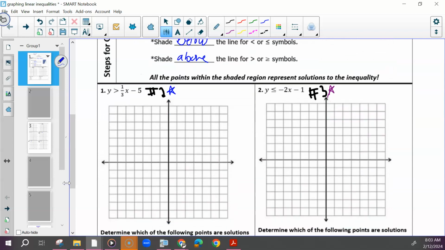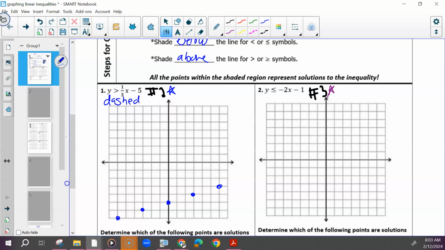For number 1, this is already in slope-intercept form, so you don't have to worry about changing it. You graph this just like a normal line, starting at the y-intercept of -5. Your slope is 1/3, so up 1 to the right 3 as many times as possible. Then, before you make your line, this is where the dash and the solid come in. If we're looking at the symbol, would this be a dashed line or a solid line? A dashed line.